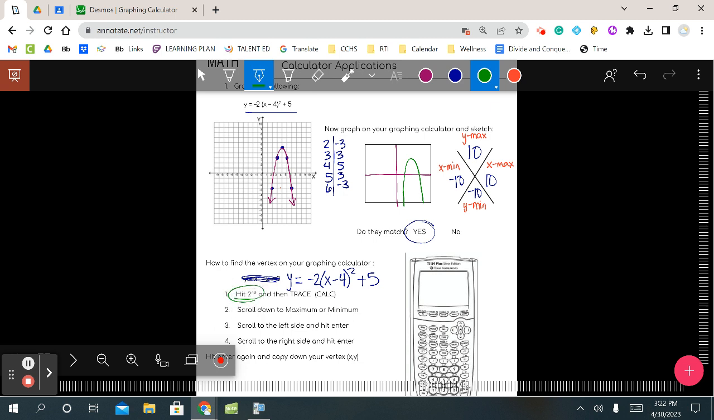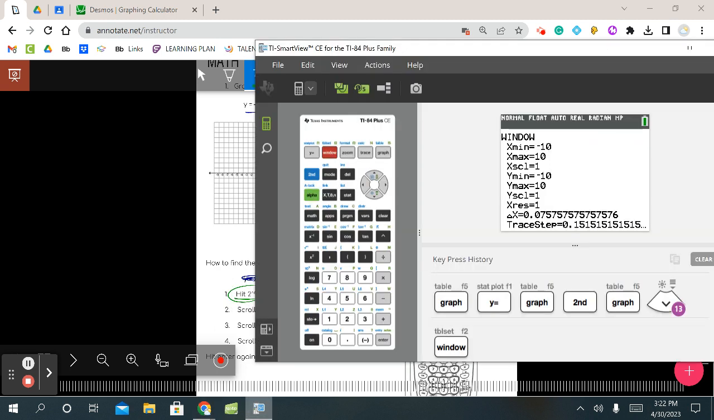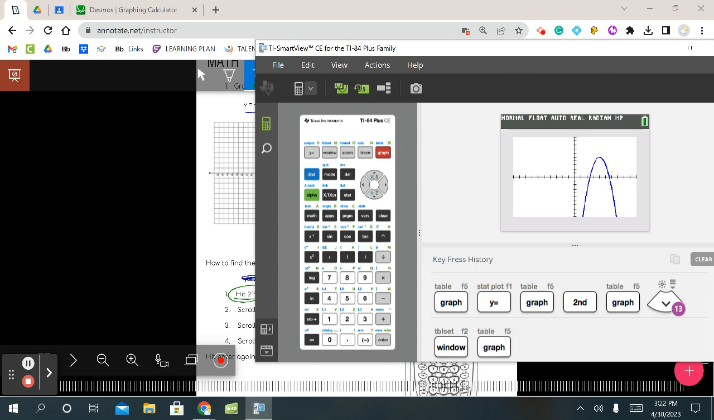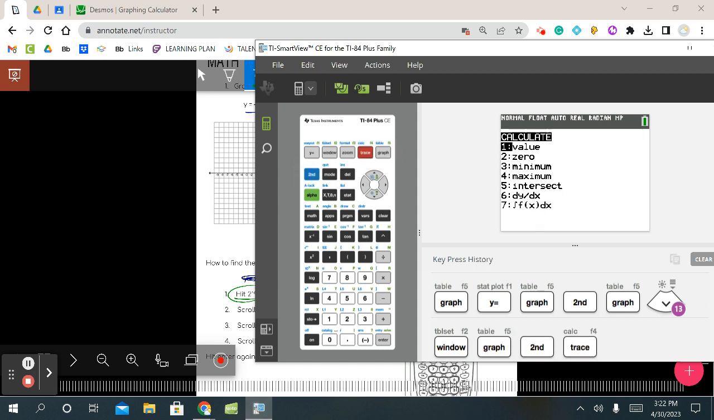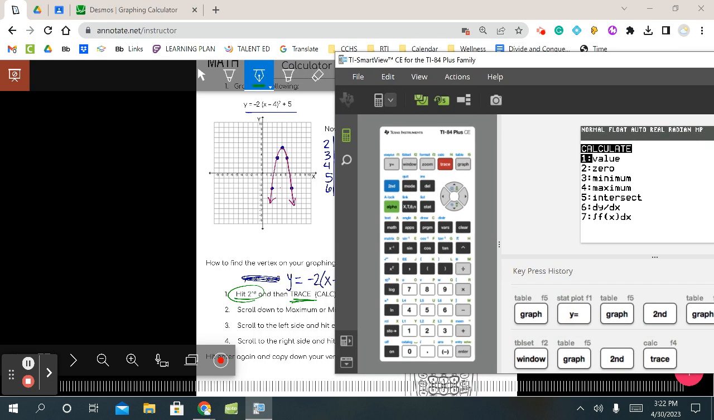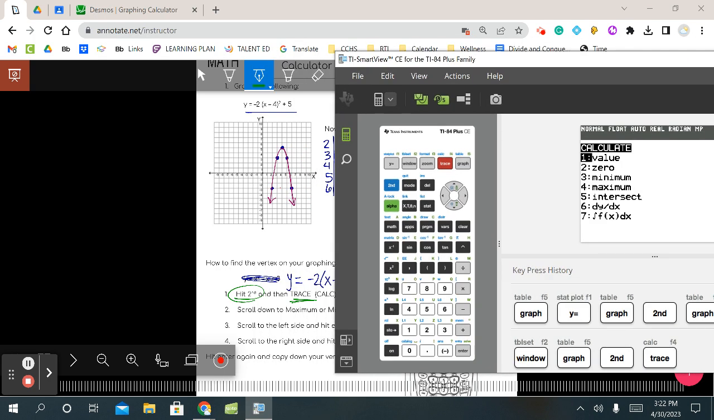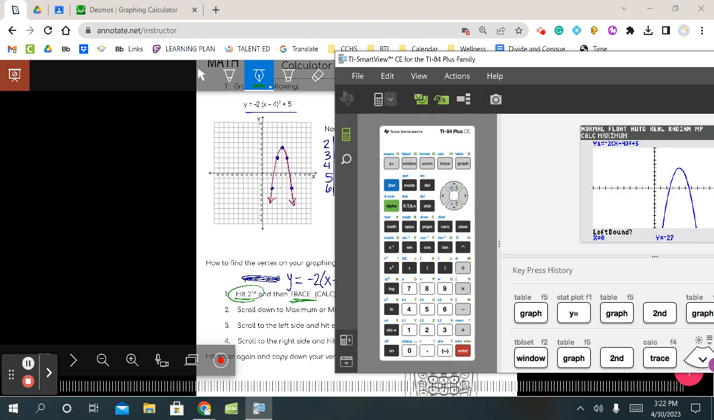So we need to hit second trace. On your calculator, we can go back to our graph. We're going to hit second, and then we're going to hit trace. Next you're going to have to look at your graph on whether you want to find the max or the min, because whether your vertex is the min or the max is going to determine which value you pick. On this one, our vertex is at the top, so we're going to use our max. If our vertex was at the bottom, we would choose min. So max, we're going to go down to 4. We're going to press enter.